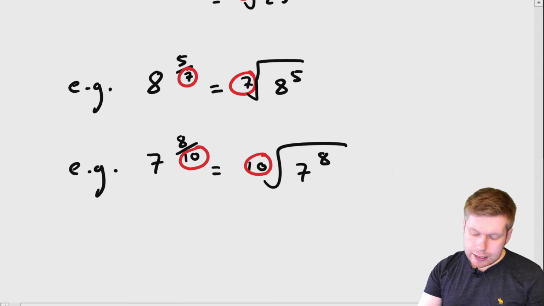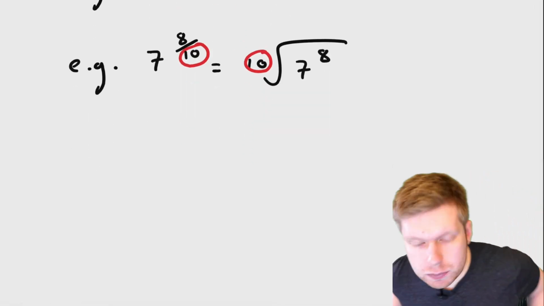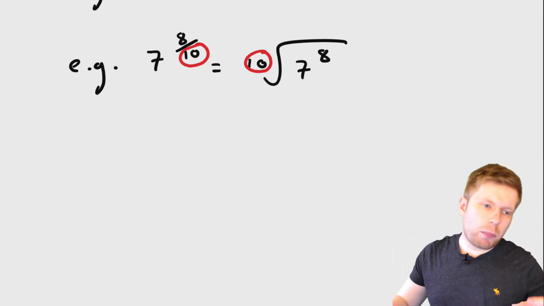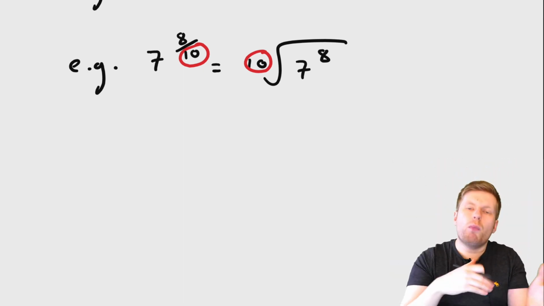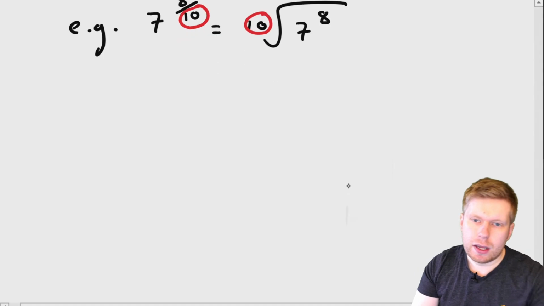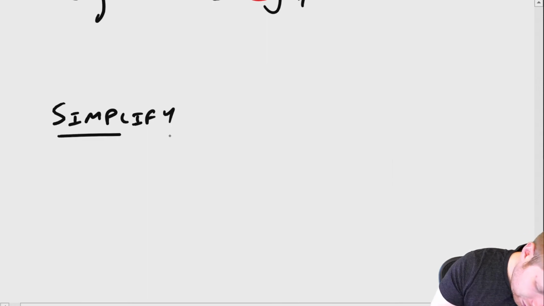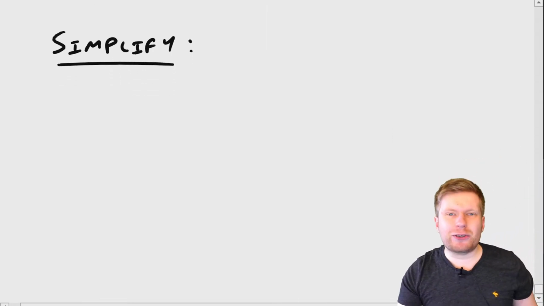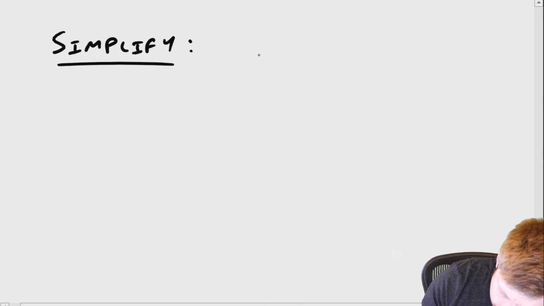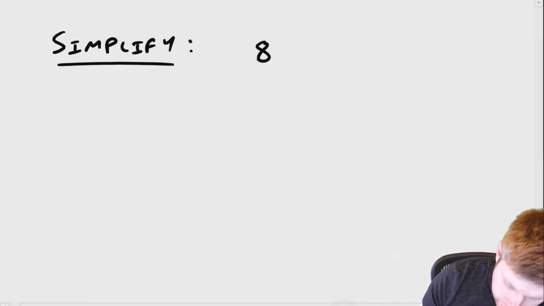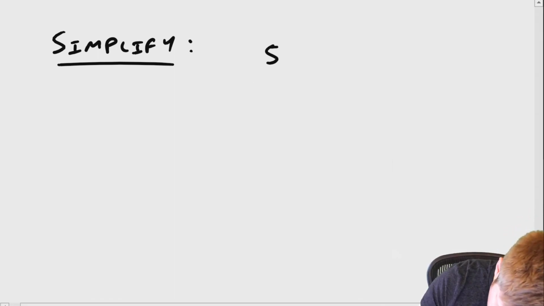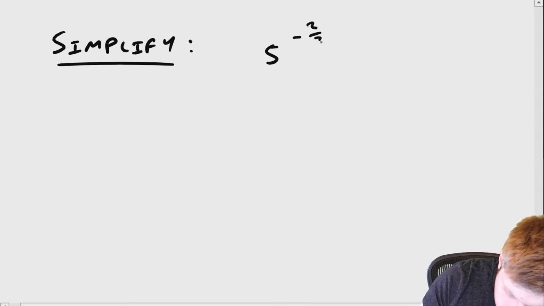So let's actually have a look for the last 10 minutes or so at some slightly more examples which use more than one law of indices at a time. So let's try, for example, simplifying. Remember, I'm using simplifying here again because I want to make this look simpler. Let's try 5 to the power of -2/3.